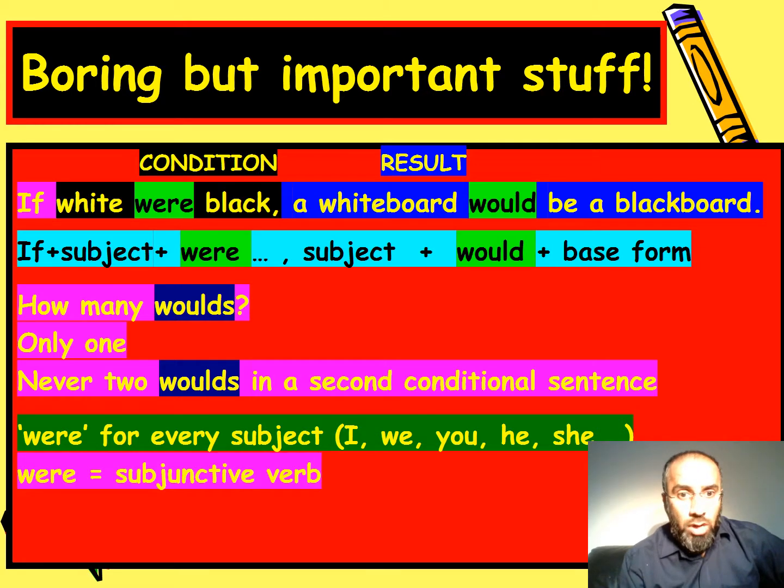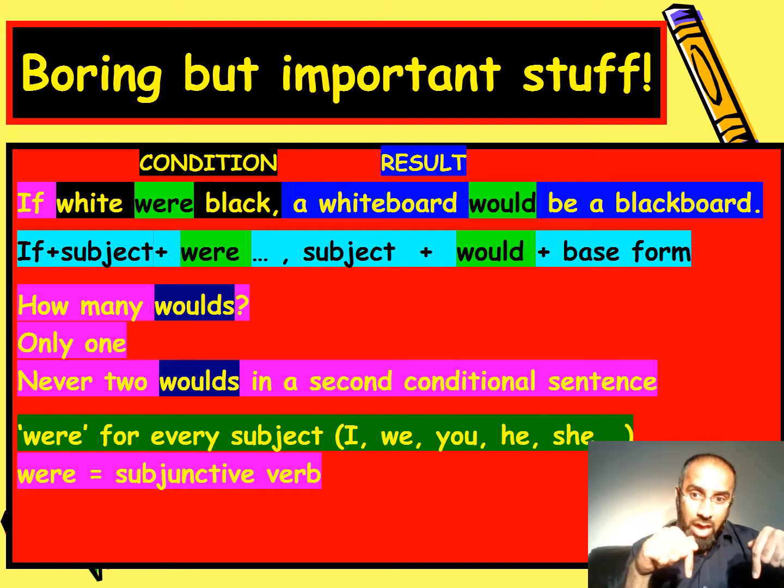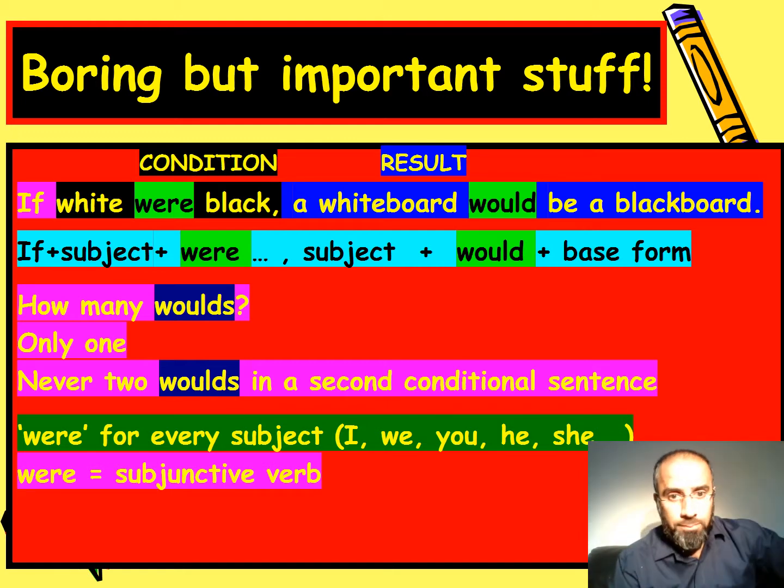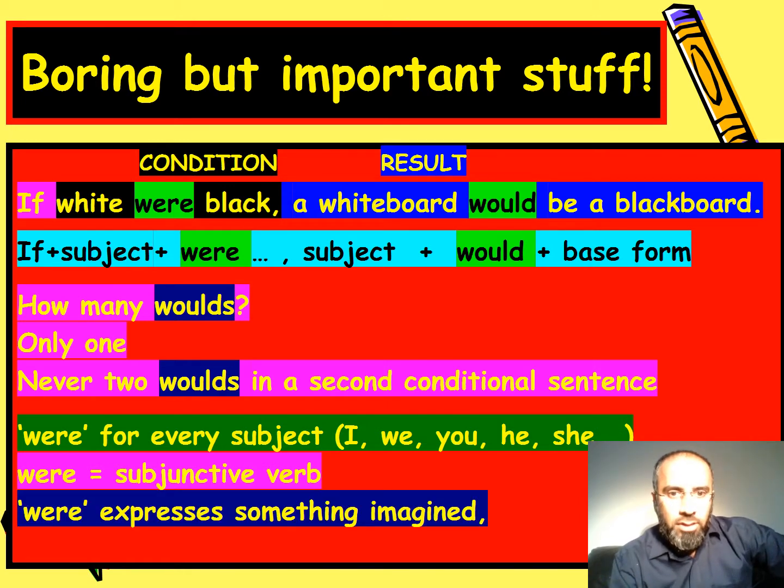Now, why do we use were? Are we talking about past? No, we are not talking about past. We're talking about now or future. So were here is a subjunctive verb. It's a special type of verb. Okay. And when do we use that verb?